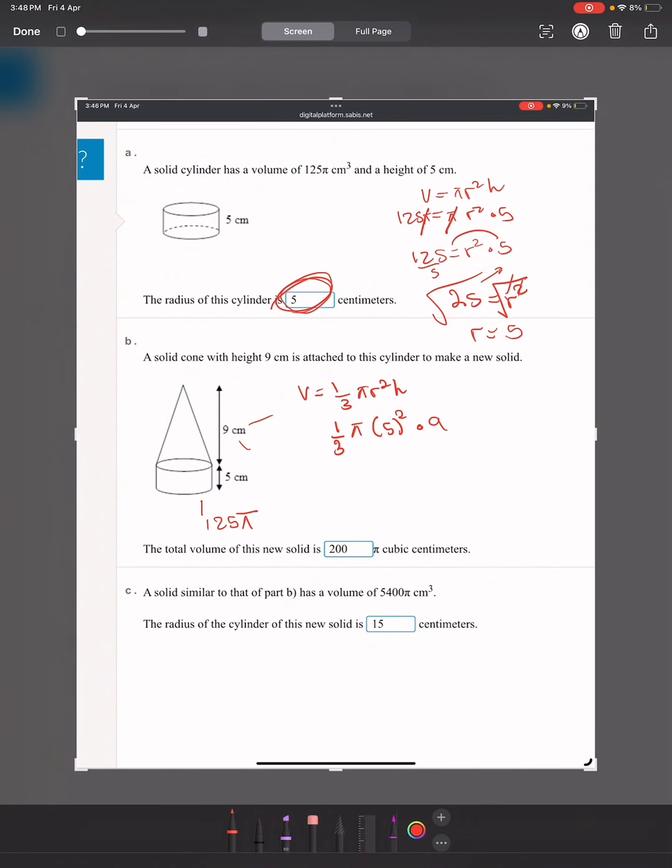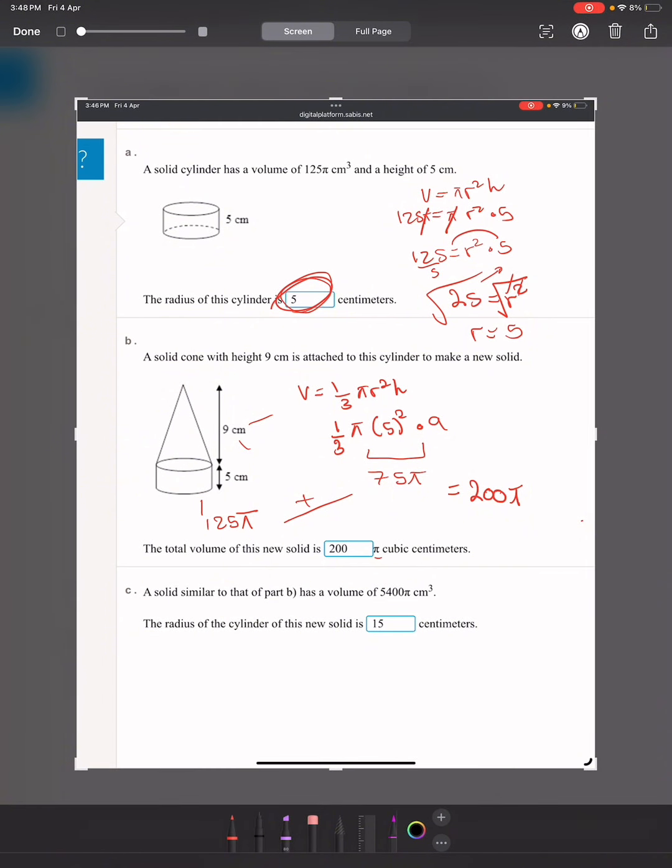So that's gonna be 25 times 9 times 1 over 3. You get 75. So all of this, you get 75 pi. Add these together, 75 plus 125, you get 200. You don't need to write pi, they already gave it to you in the question.